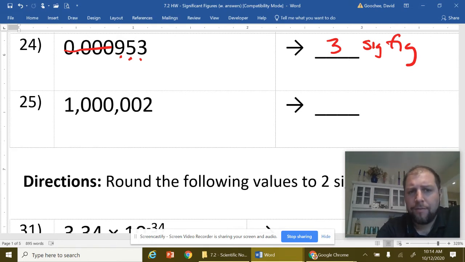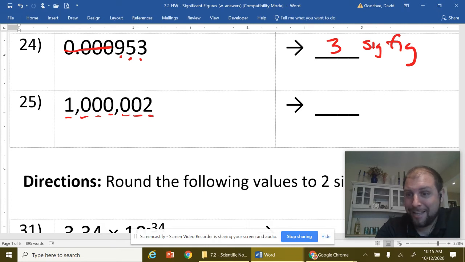Now, number 25, all right? If it's a big number, eliminate all the zeros at the end. If it's a small number, eliminate all the zeros at the beginning. We can't do that here, all right? It ends in a 2, so there are no zeros at the end. And there are no zeros at the beginning because it starts with a 1. What do we have here? We have a number where every single value counts. The number here is actually 1,000,002.